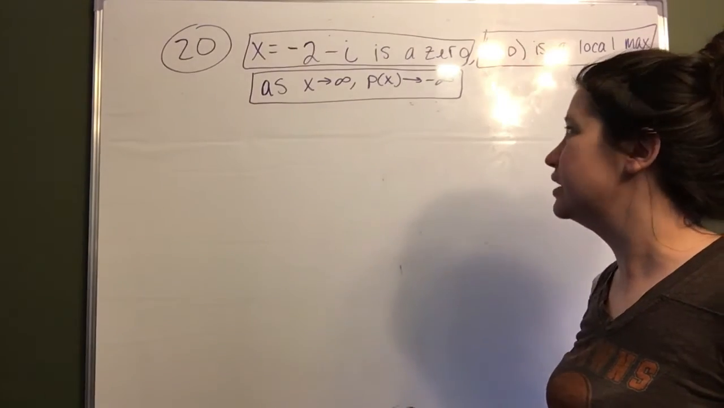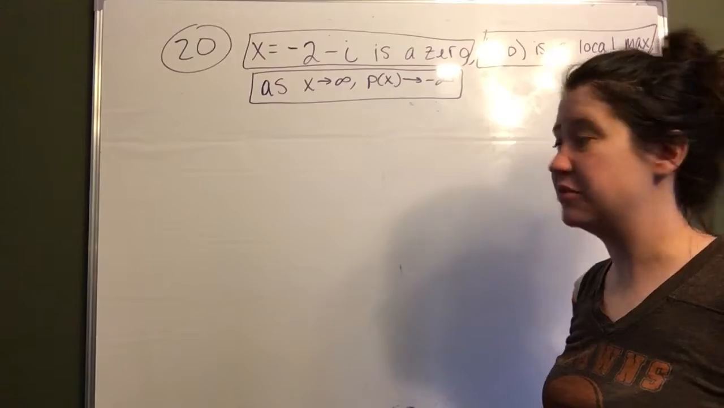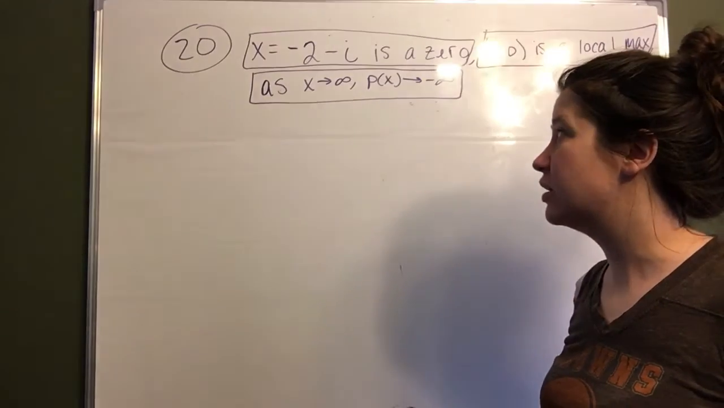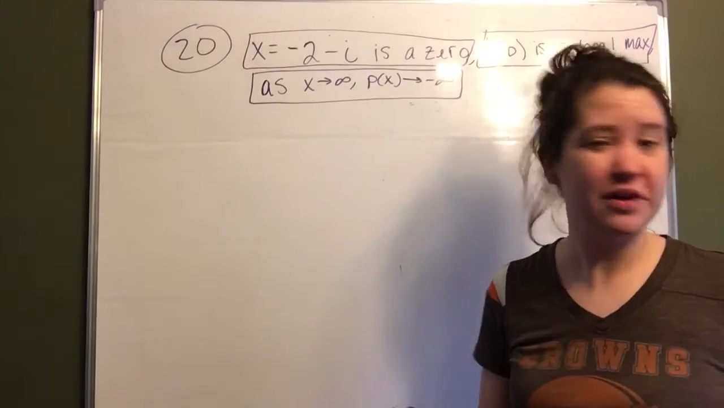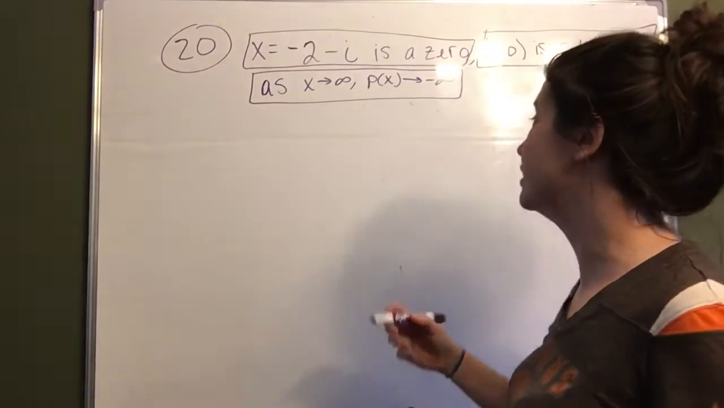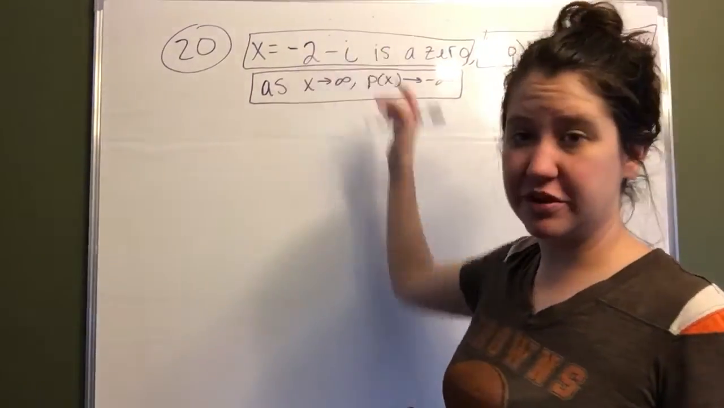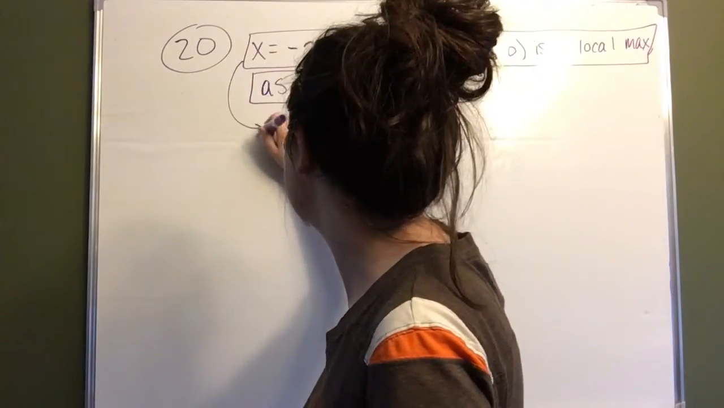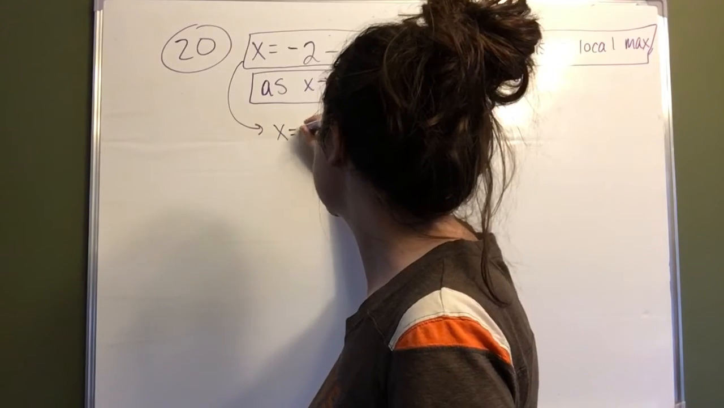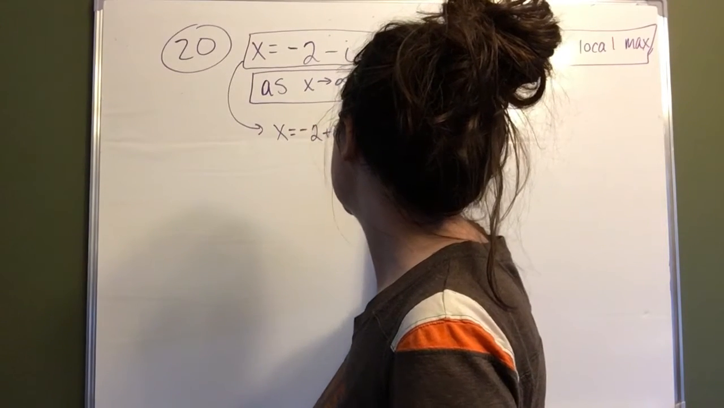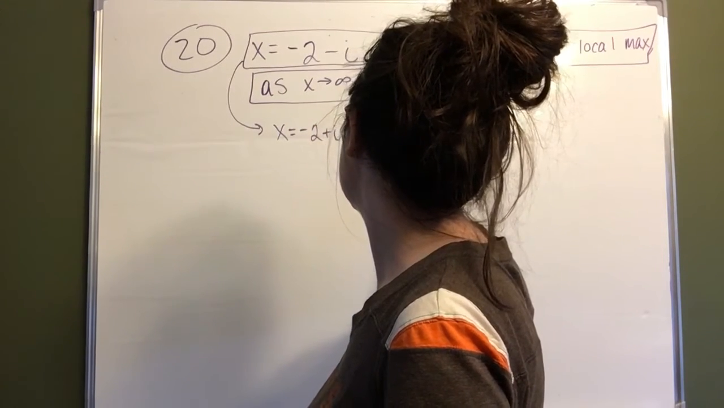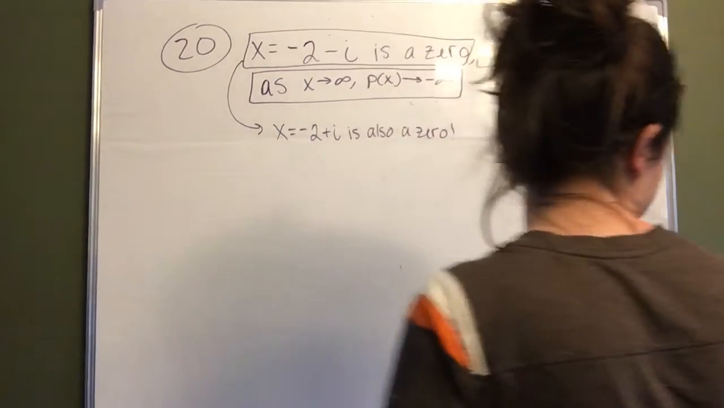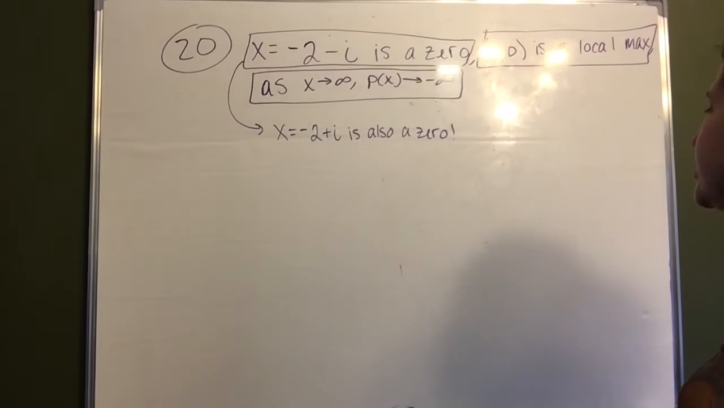If we know that -2 minus i is a 0, then what else has to be a 0? The conjugate, right? The conjugate pairs theorem says that if you have a complex 0, its conjugate is also a 0. So from this piece of information, we know that x equals -2 plus i is also a 0. Okay, let's move on for a minute.